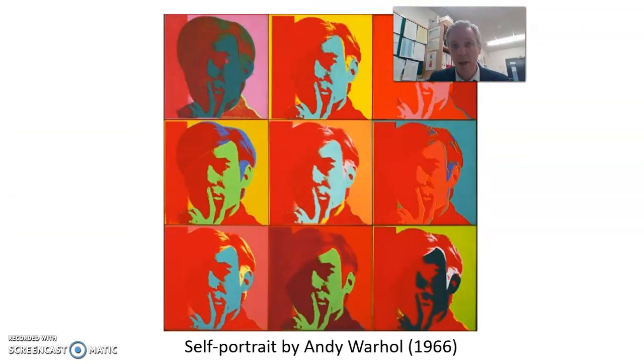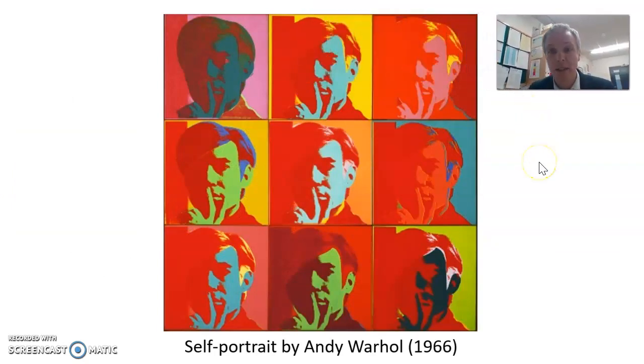This artist, Andy Warhol, hasn't tried to make his picture look exactly like he does in real life. He's used some really bright colours instead and repeated the image of his face 9 times. Perhaps you could try something interesting like that too.